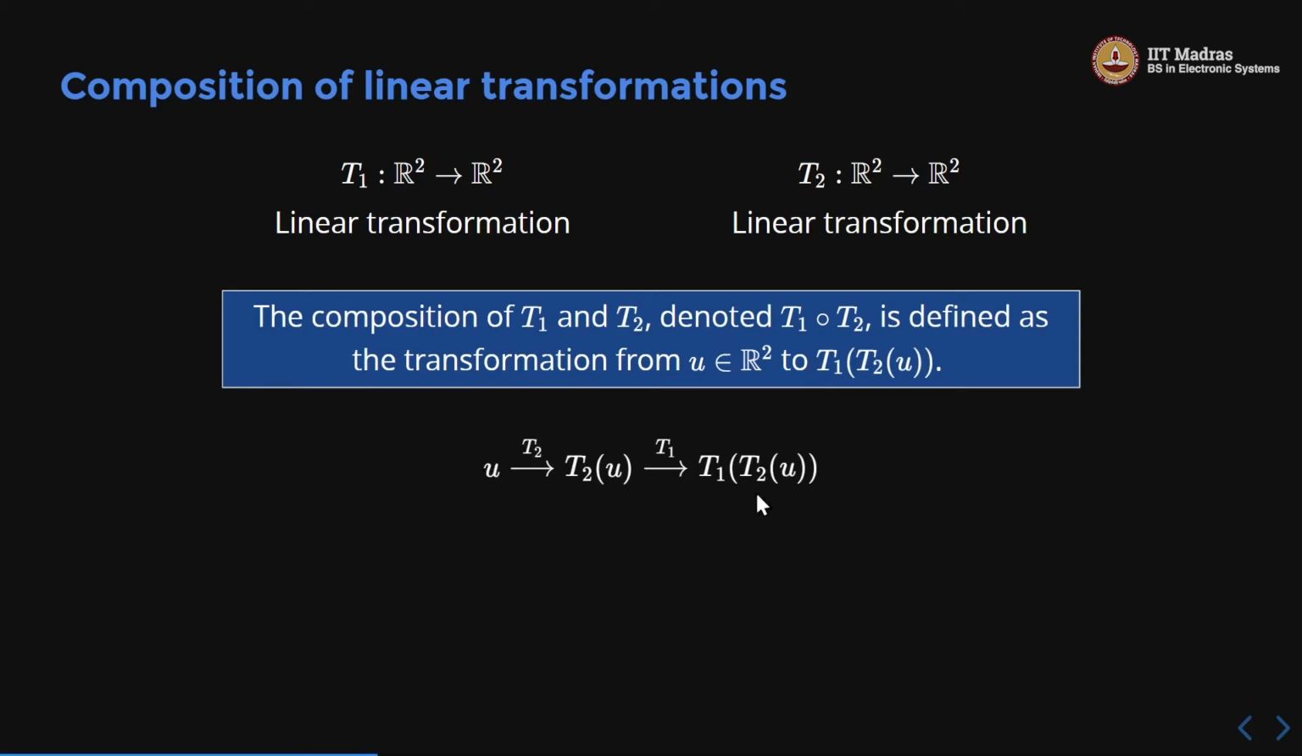Okay, so if you want a better picture, here is another picture. You hit U with T2 to get T2 of U, and then you hit T2 of U with T1 to get T1 of T2 of U. Is that okay? I hope this is clear.